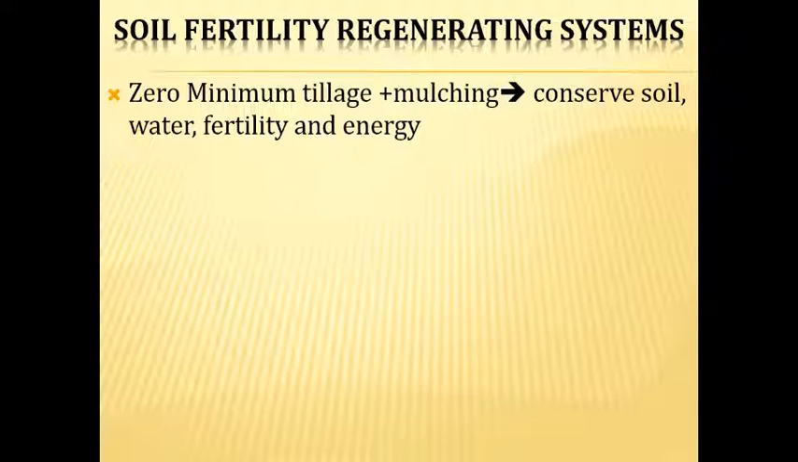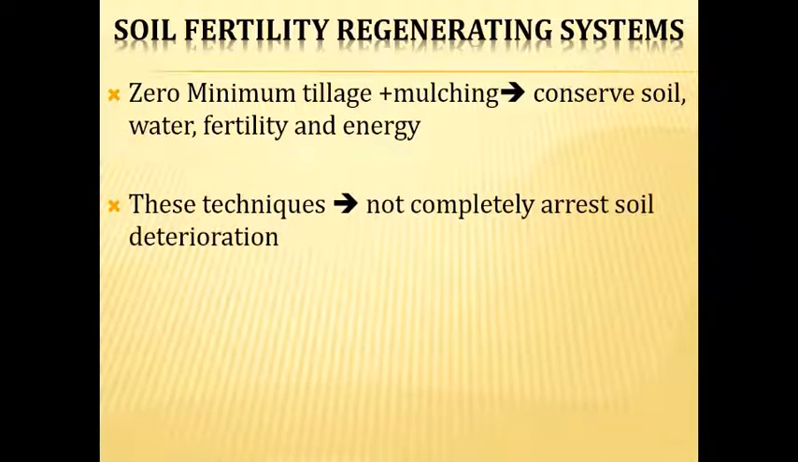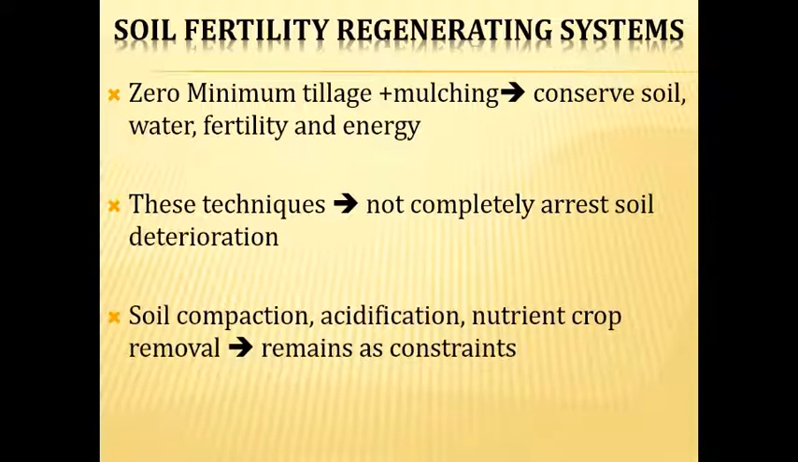Zero and minimum tillage techniques with mulching greatly help to conserve soil, water, fertility and energy. However, these techniques do not completely arrest the soil deterioration process ensured from continuous cropping. Soil compaction, acidification in some soils and nutrient losses by leaching, fixation in the soils and crop removal yet remain constraints for sustained crop productivity.